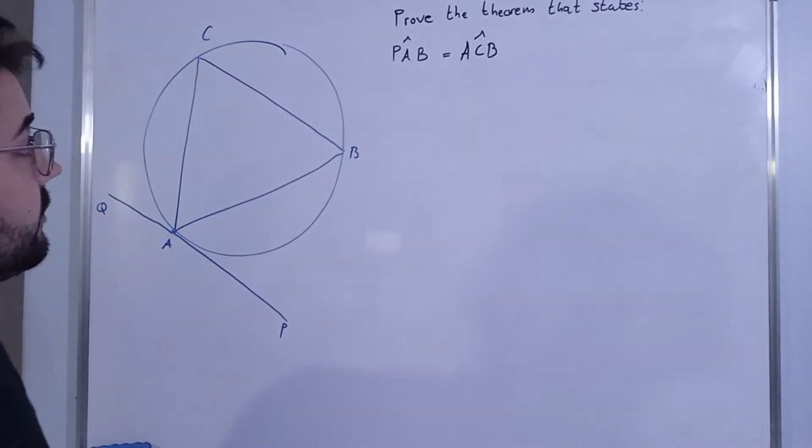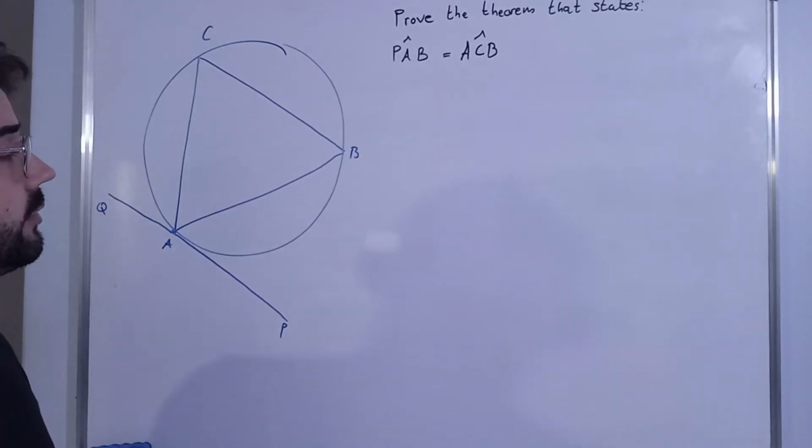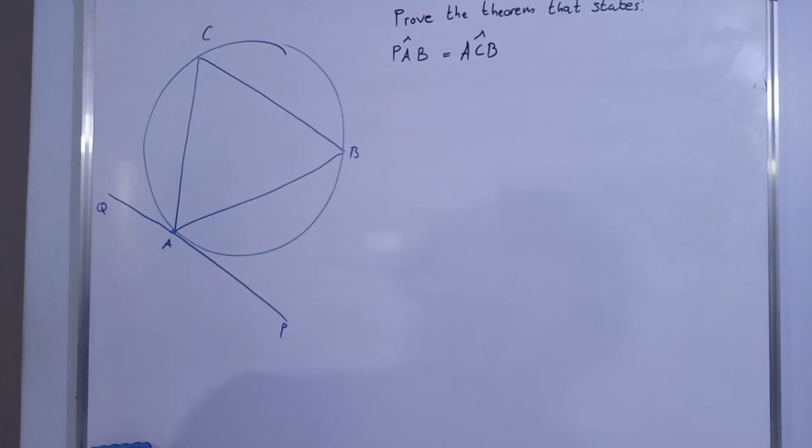Hi guys, so what we're looking at here is the proof of the Tan-Chord theorem, right? So this is one of the Euclidean proofs that we need to know, and they can present this in a couple of ways in the exam.